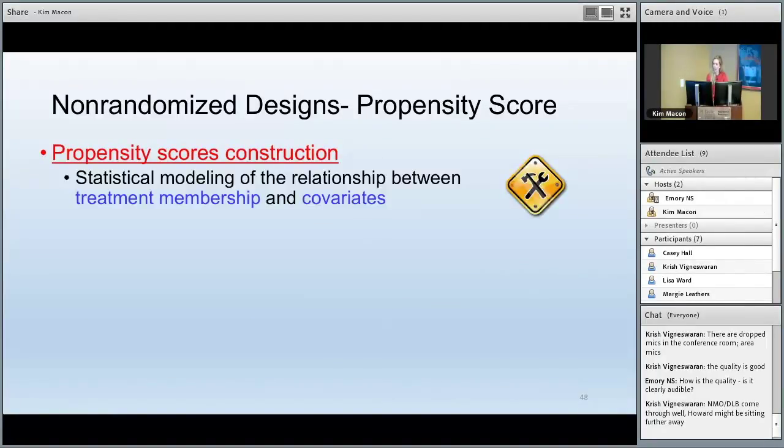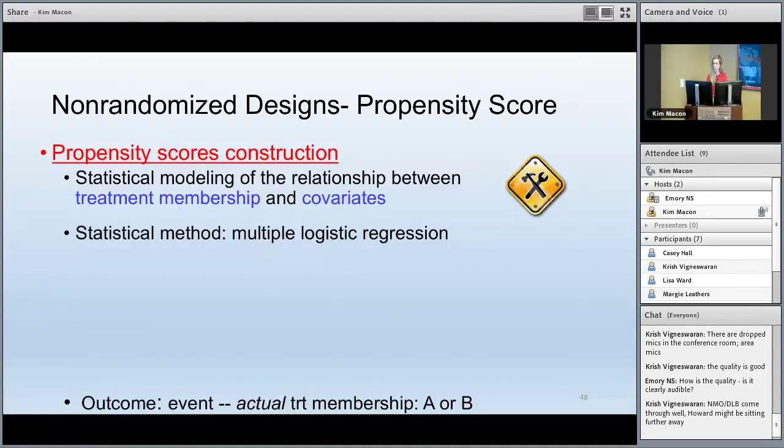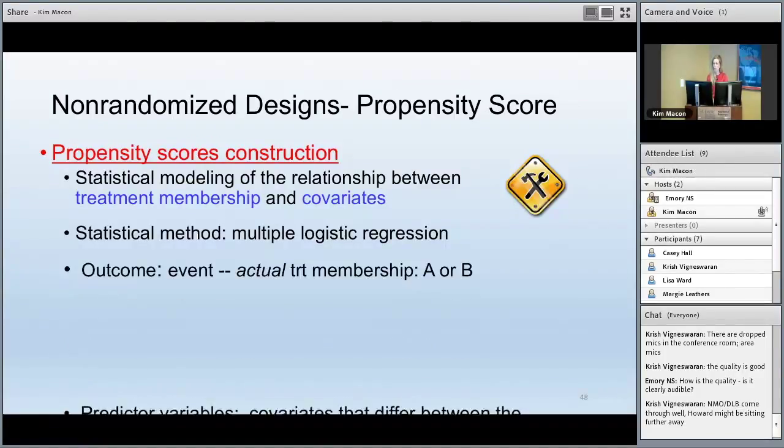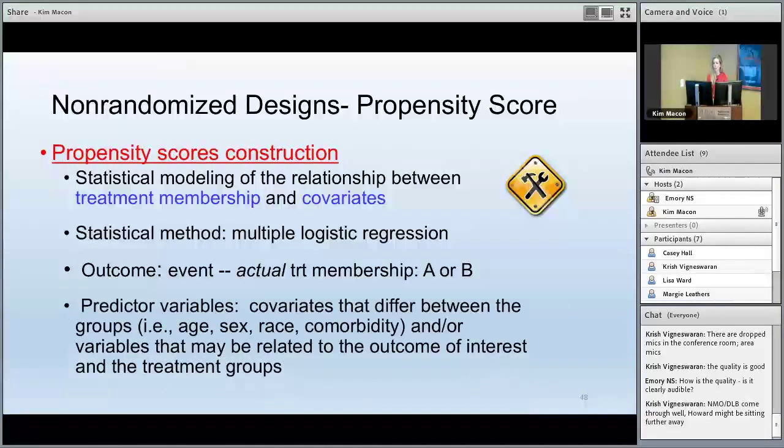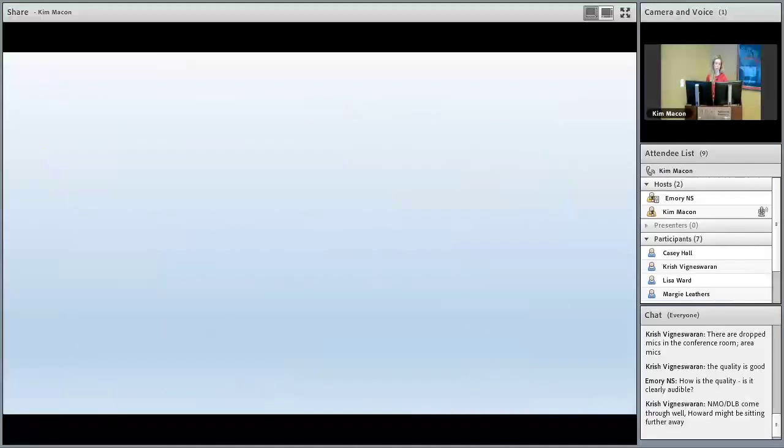So again, we're using a statistical model to model the relationship between treatment membership and your covariates. It has nothing to do with the outcome right now. We use multiple logistic regression. Our outcome is treatment membership, and our predictor variables are variables that differ between the 2 groups.